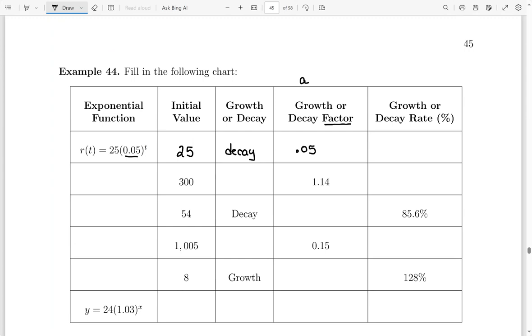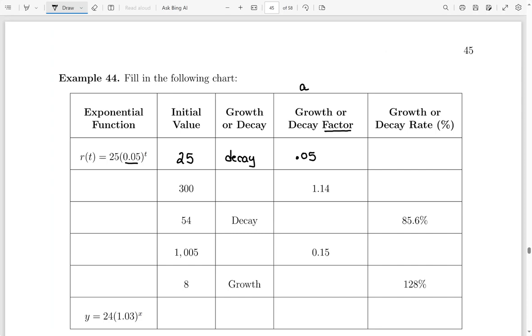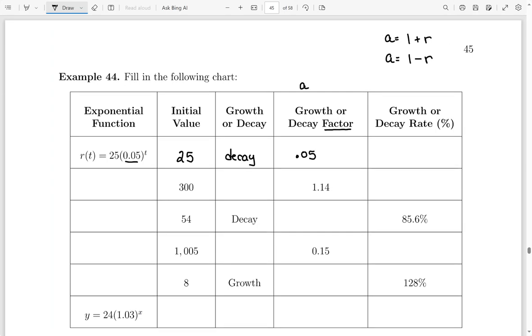So our formula for that is, and we had it back earlier in the worksheets here, that a equals either 1 plus the rate or a equals 1 minus the rate, and the rate has to be written as a decimal. So if we're talking about decay, that's when we subtract, and I know what my a value is. So 0.05 equals 1 minus r.